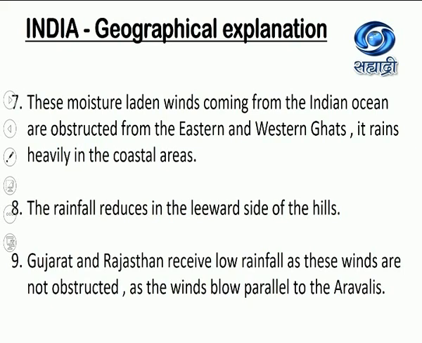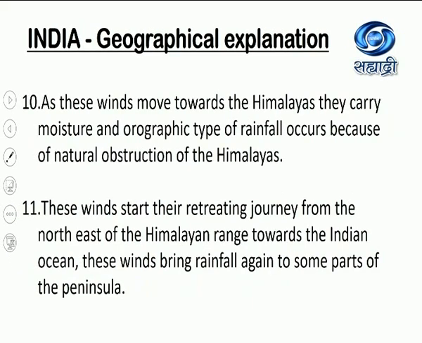Now Gujarat and Rajasthan, as we have seen on the map, receive low rainfall as these winds are not obstructed, but blow parallel to the Aravallis. Hence you find the deserts of Rajasthan are located on the western side of the Aravallis. As these winds move towards the Himalayas, they carry moisture and orographic rainfall occurs because of the natural obstruction of the Himalayas due to its altitude.